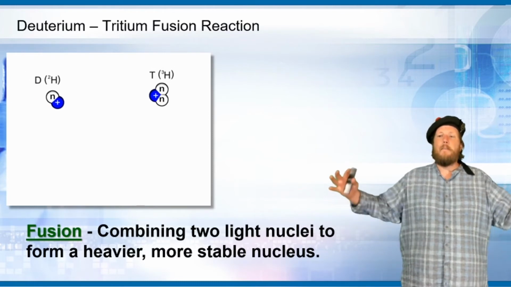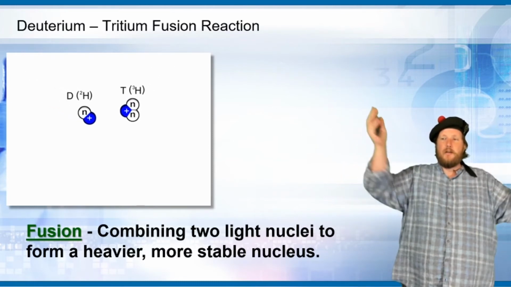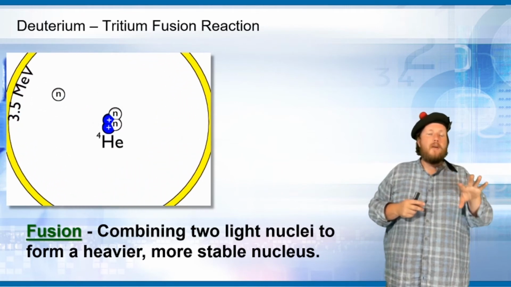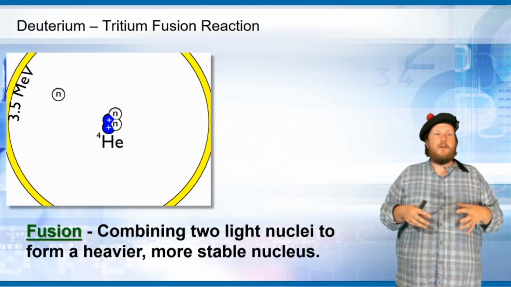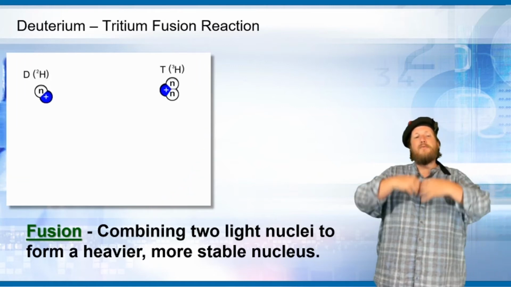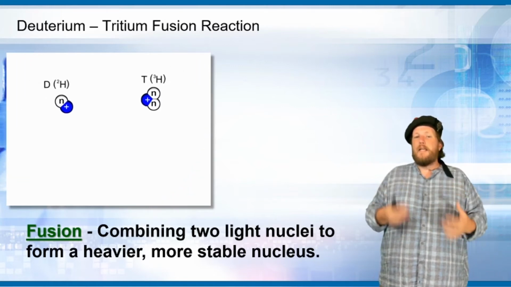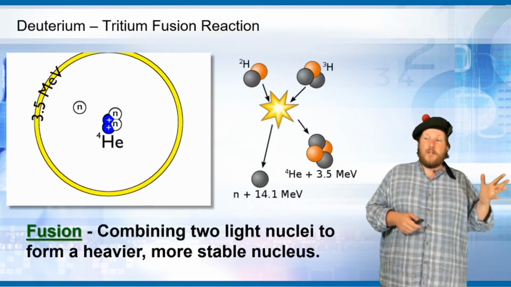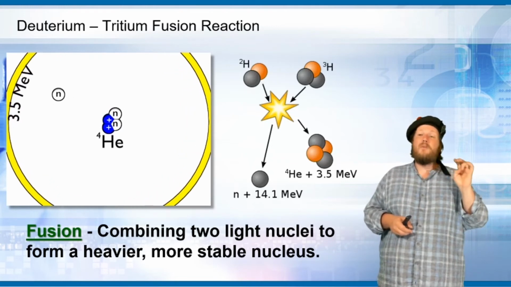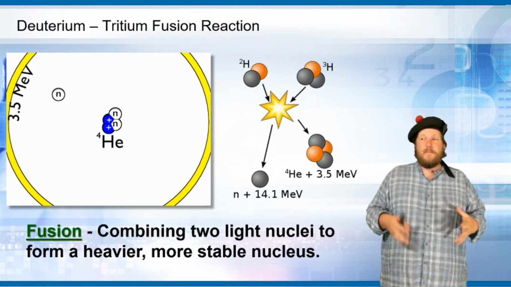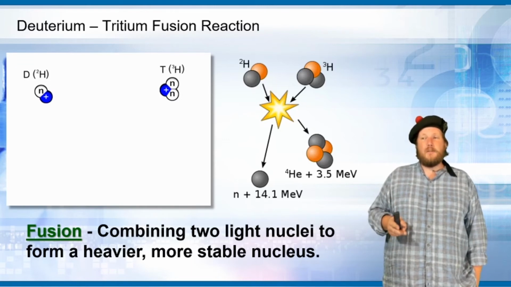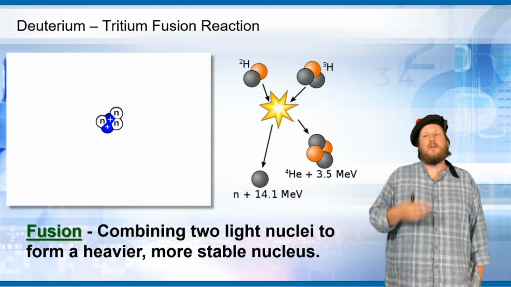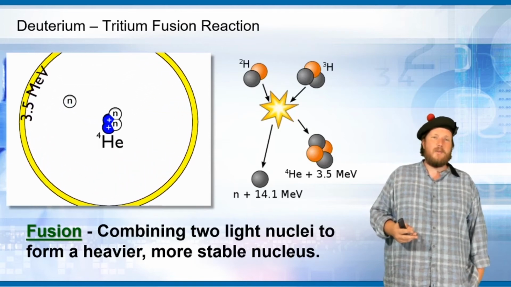Fusion is combining. So fission is breaking apart. Fusion is combining things. Here we have tritium and deuterium combining together to form helium, and they release a phenomenal amount of energy, combining two light nuclei to form a heavier, more stable nucleus. Fission examples are fission bombs and nuclear power plants. For fusion, there are actually a few fusion bombs, but for the most part, the number one place that fusion occurs is in the sun and in stars. This is where we think of it the most.